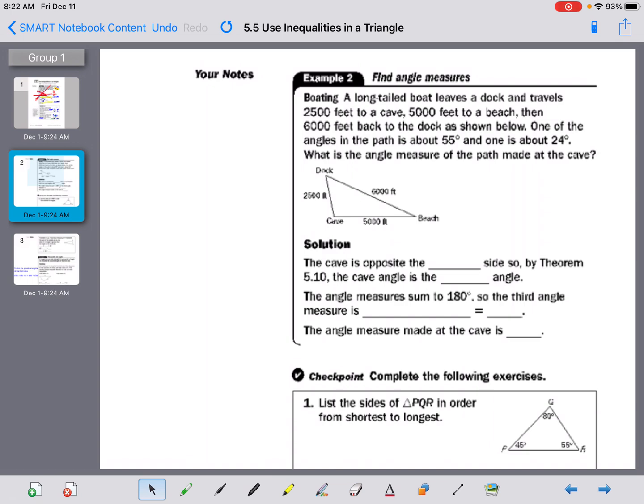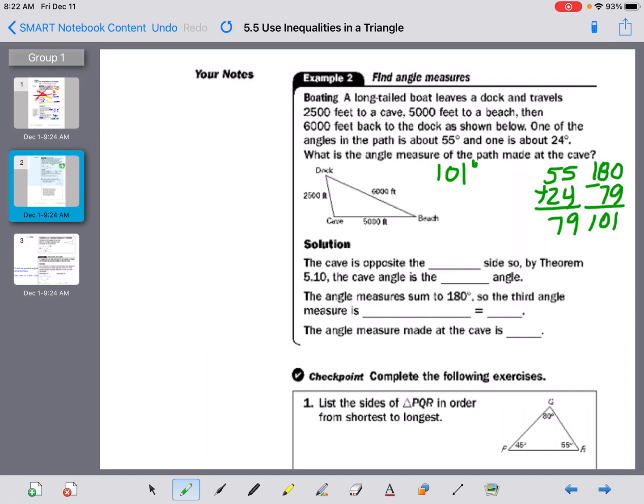How do I get the third angle? Yeah, let's add the two we have. 55 plus 24 gives me 79. I take 180 and subtract that 79, and I get 101. Okay, so now I have three angles. All right, let's place them in our picture.